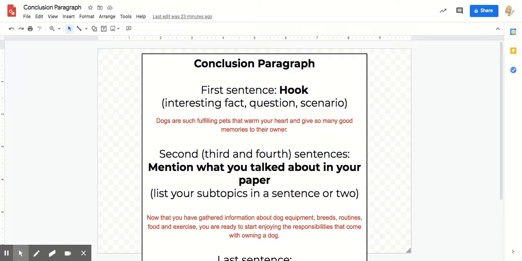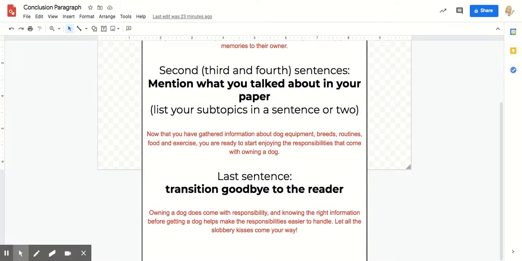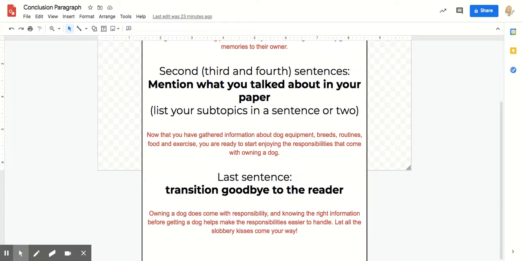Once you figure out how you're going to hook your reader back in at the end of your paper, your middle sentences, again, are going to mention not what you're going to talk about, but what you talked about in your paper. So again, you're going to list all your subtopics in a sentence or two. So I put, now that you have gathered information about dog equipment, breeds, routines, food, and exercise, you are ready to start enjoying the responsibilities that come with owning a dog. You'll see that I mentioned equipment, breeds, routines, food, and exercise, and those were actually all of my subtopics in the order that they appeared in my paper.